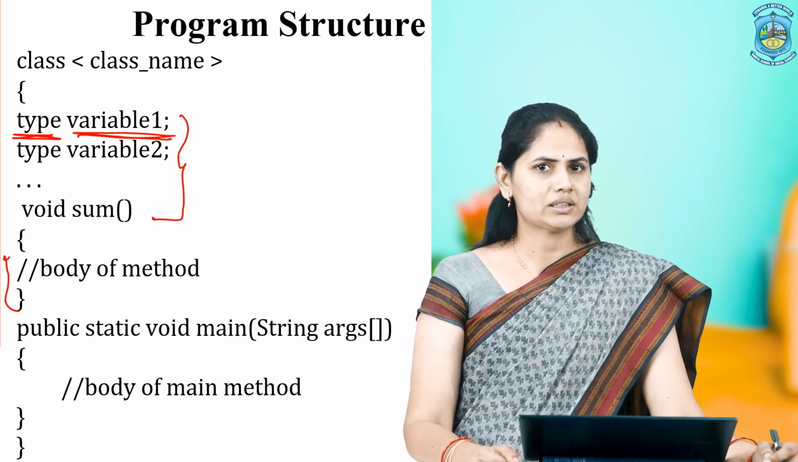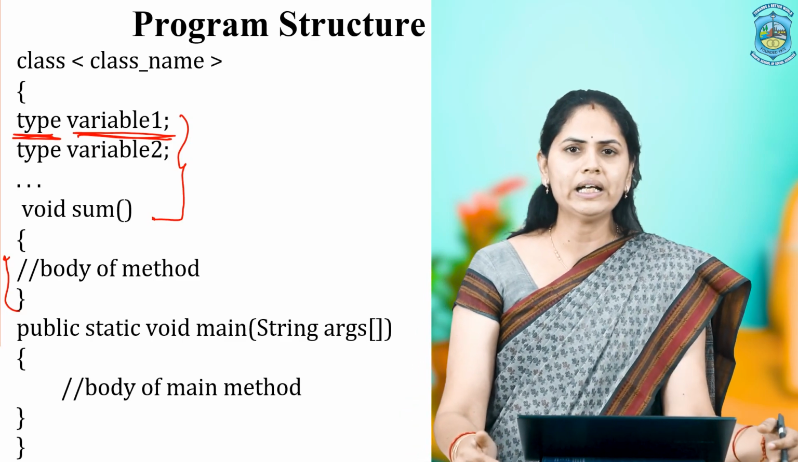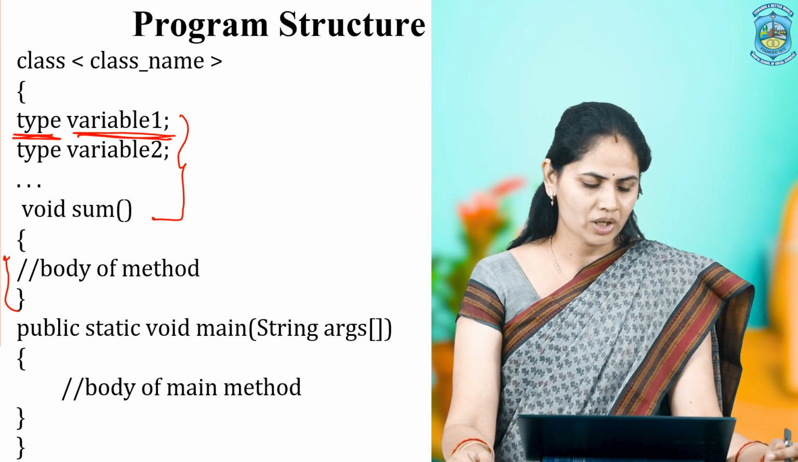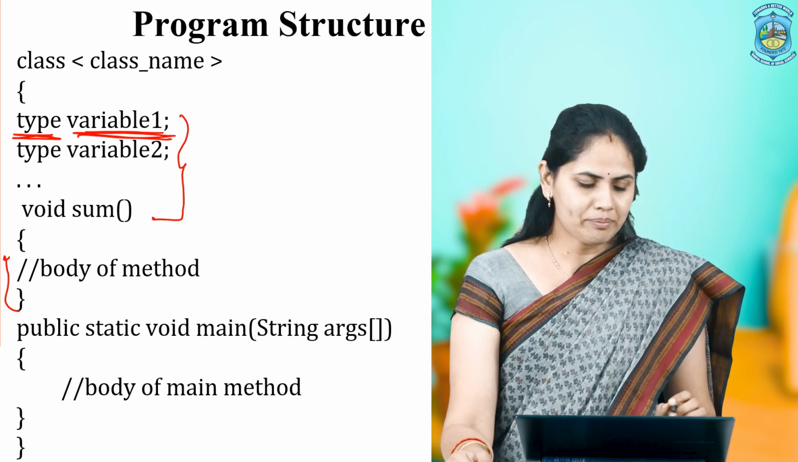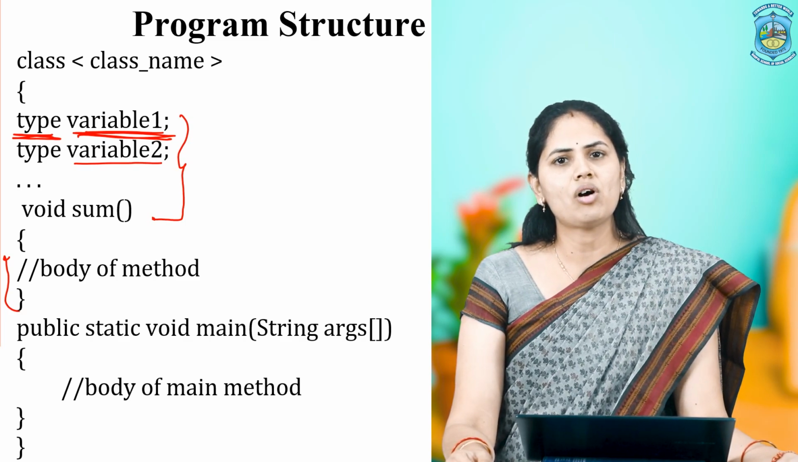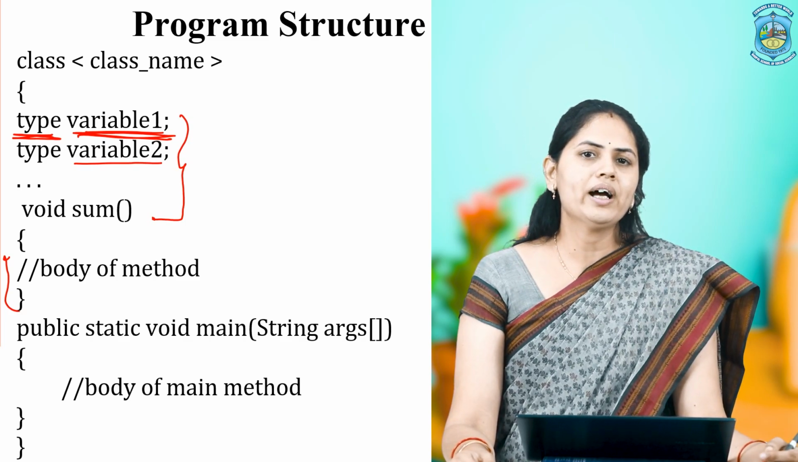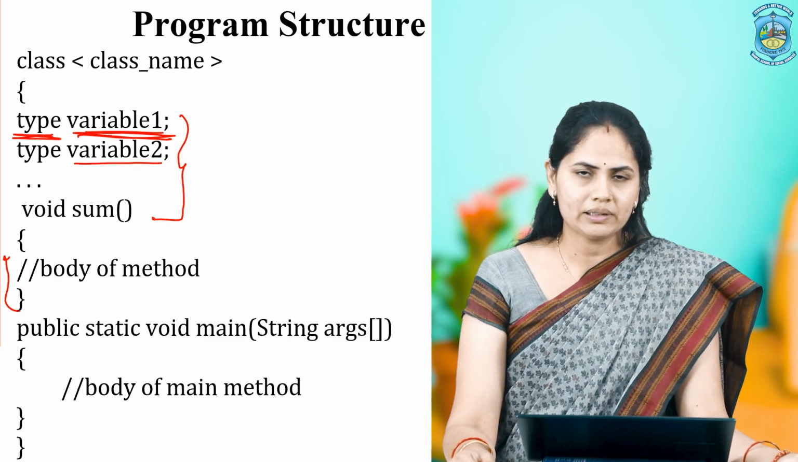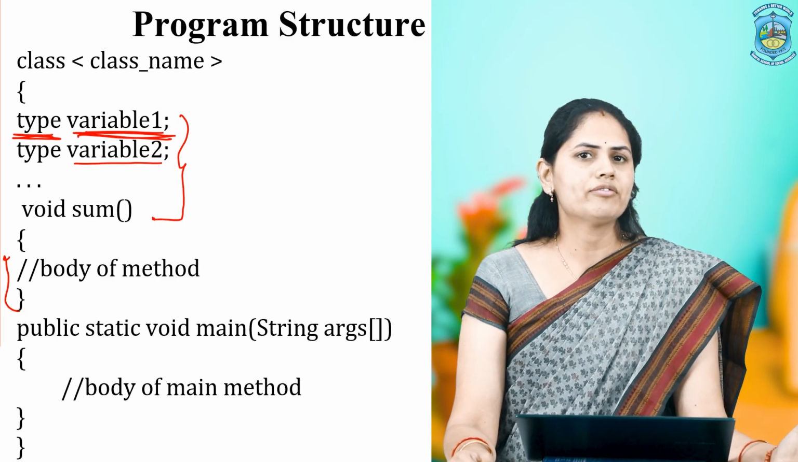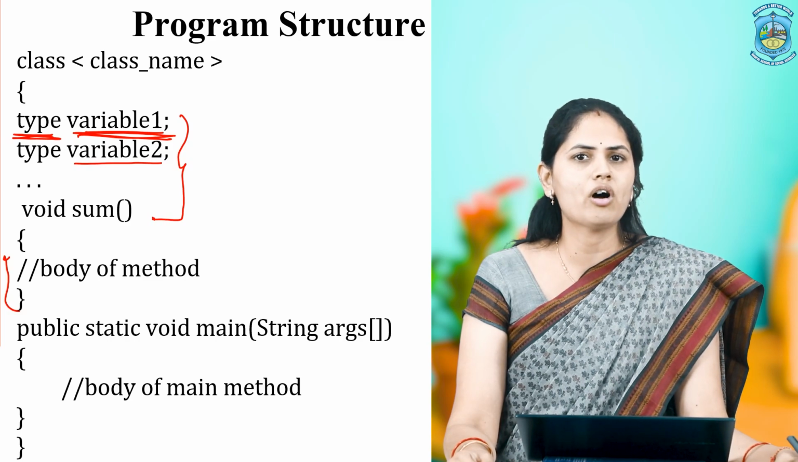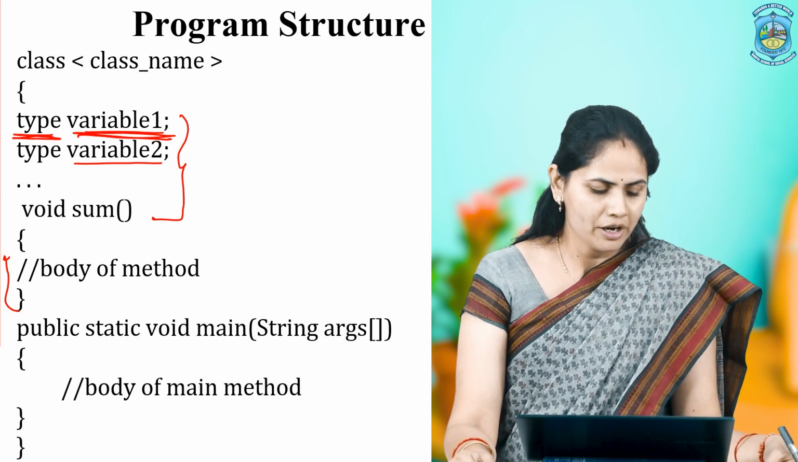What is a class? Here, a class is simply a collection of data members and member functions. In this class, data members are these variables. In any class, when we declare variables, they are called data members, and when we declare a function, it is also called a method. So either you can call it a function or a method. So what is a class? It is simply a collection of data members and member functions.